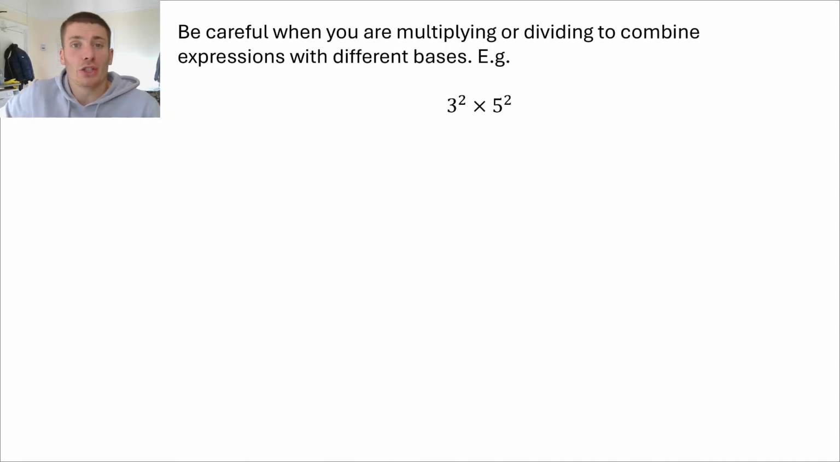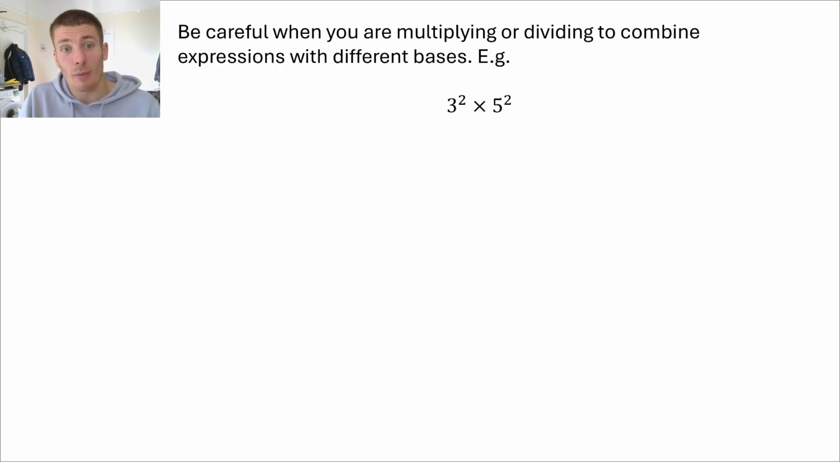Okay, this will be quite a shortish video just on going through a couple more laws of indices that you need to be aware of. And it just says up here, be careful when you are multiplying or dividing to combine expressions with different bases. So you can see here, we've got 3 squared times by 5 squared. And in all of the previous questions, the bases have been the same for timesing or dividing. So, it would be like 3 squared times by 3 squared. But you can see here, the bases 3 and 5 are different, which means we can't go and add the powers because your bases are different.